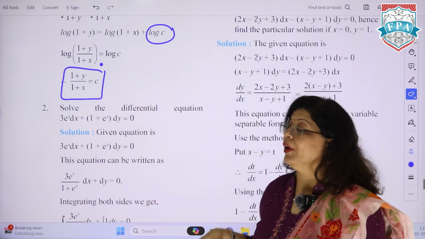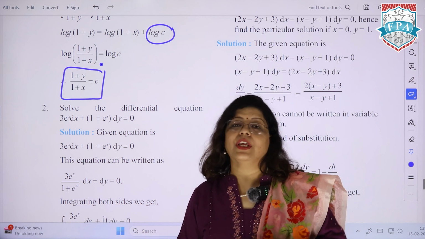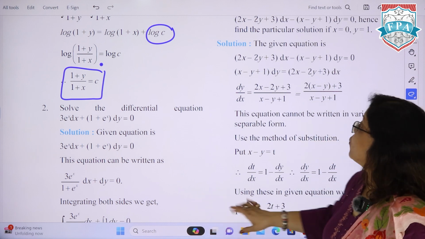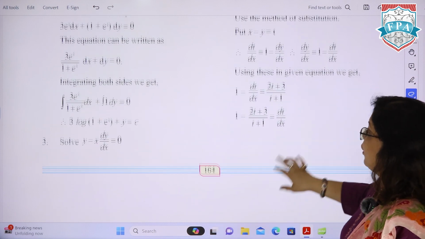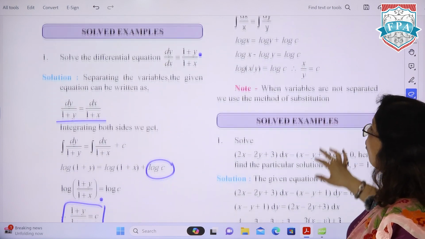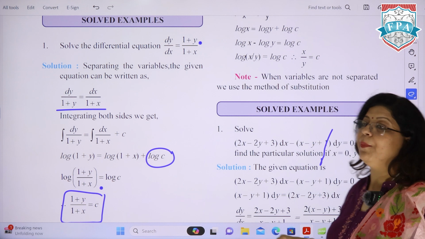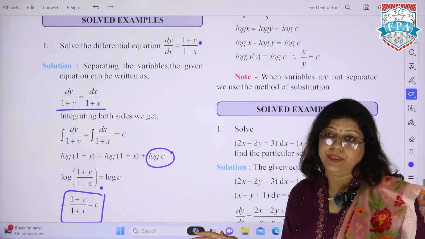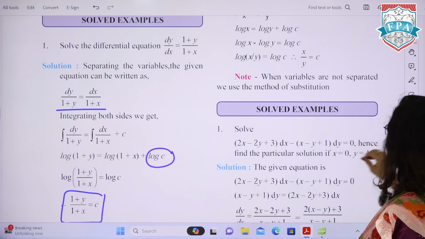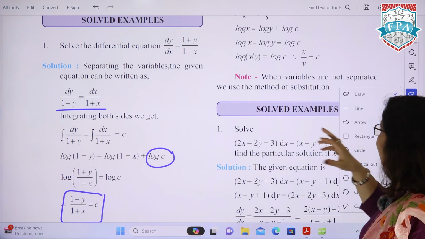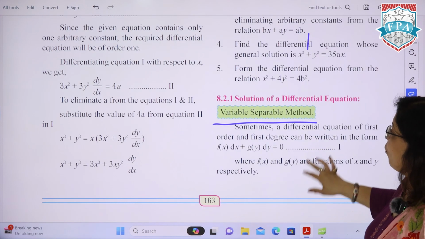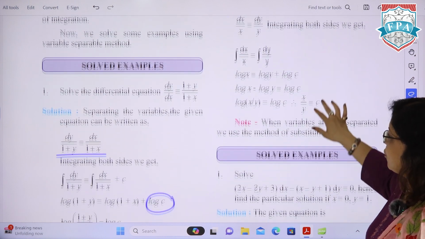And for this, if they wanted a particular solution, they would have given you the values of y and x to find the value of c. So that is one way to solve the differential equation. The second one is when we are not able to separate the variables clearly. In that case, we'll take the help of the method of substitution. Method of substitution is very common in this chapter. We are using it on and off. So here also we are going to go with the method of substitution.